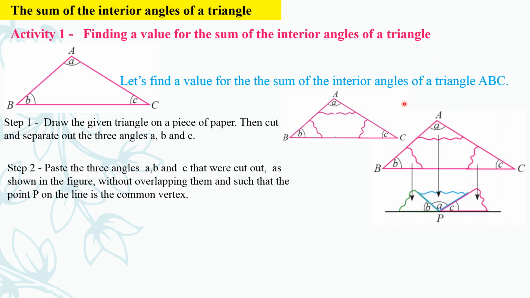Now we have three angles, and now the second thing is you have to draw a line. First you have to draw a line using the ruler, and you can mark a point. Suppose I mark point P, and you have to paste those three angles on this point, around this point, and on the same side of the line.